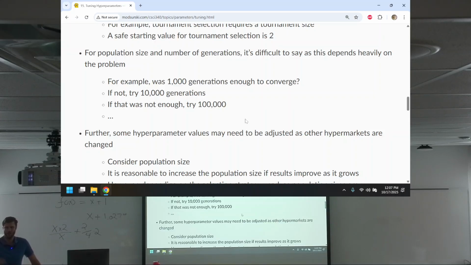Does it look like it's converged? Okay, try upping the population size. Does it continue to learn, right? So this is one where there's more of a feedback loop. There's still a big feedback loop for the others, like what's your crossover and what's your mutation, don't get me wrong. But I find the number of generations and population size a little easier to pick because of how obvious it is.